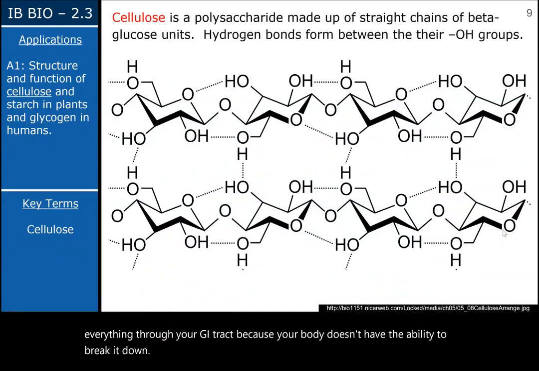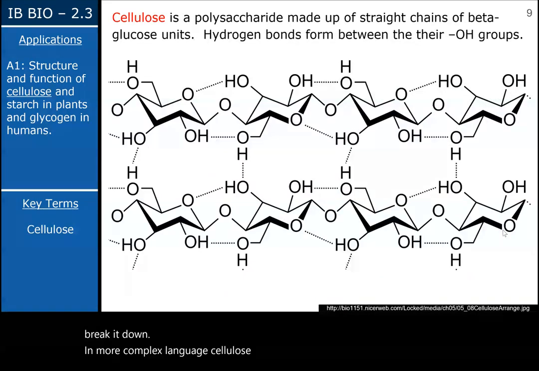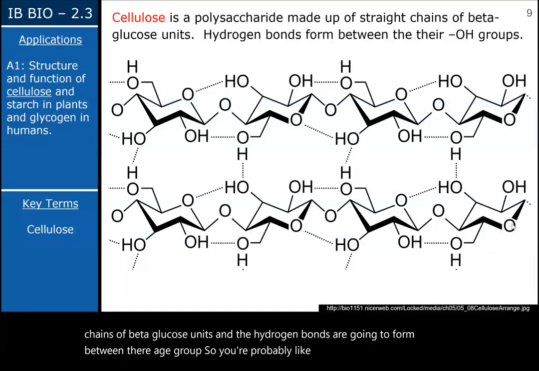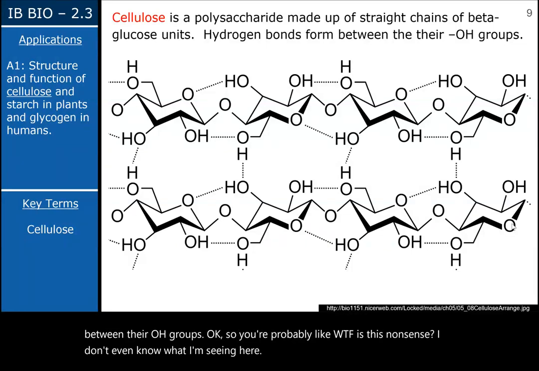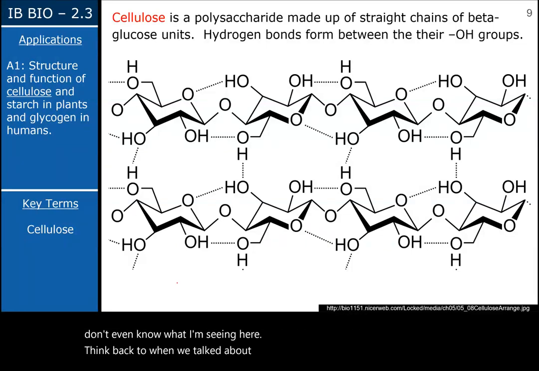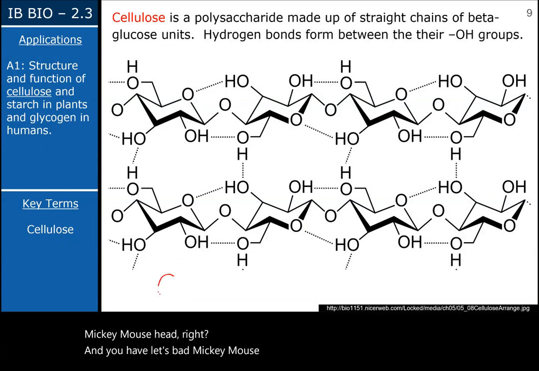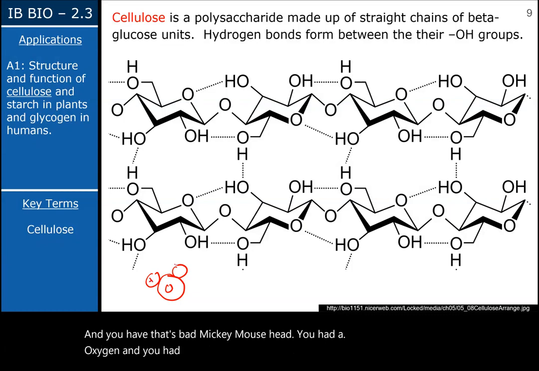In more complex language, cellulose is a polysaccharide made up of straight chains of beta glucose units. And the hydrogen bonds are going to form between their OH groups. Okay, so you're probably like, what is this nonsense? I don't even know what I'm seeing here. Think back to when we talked about water. We talked about water as being a Mickey Mouse head, right? And that's a bad Mickey Mouse head. You had an oxygen and you had hydrogen ears. And the ears are positive, and the head was negative.